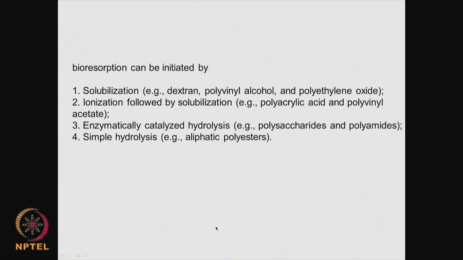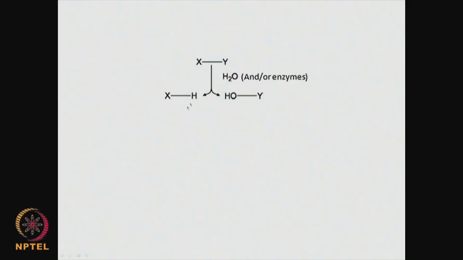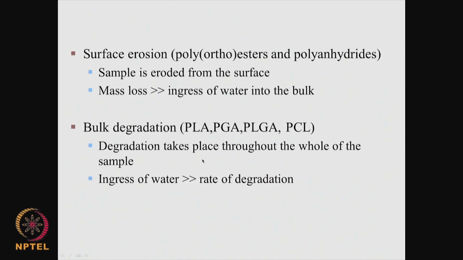We can have solubilization which can lead to bioresorption, solubilization followed by ionization, enzymatic reaction after hydrolysis, or simple hydrolysis without enzymes present. All these can lead to bioresorption. So we have a polymer and this bond is there, so it can get hydrolyzed, just plain hydrolysis, or we can have an enzyme that is catalyzing the hydrolysis of this particular polymeric material.